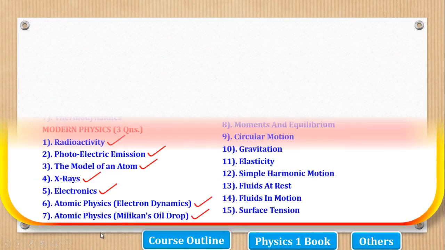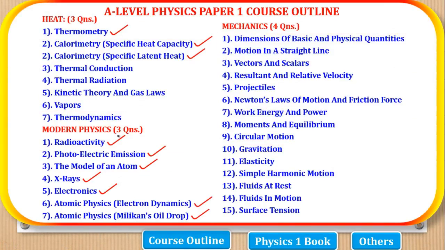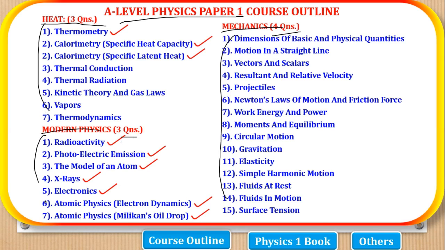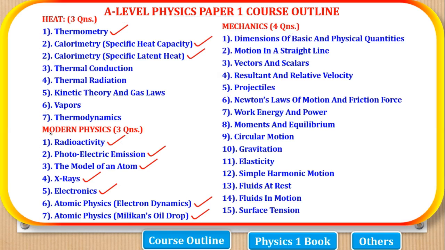So before we proceed, let's first look at the course outline of this paper. Physics Paper 1 is divided into 3 parts. The first part is mechanics, where 4 questions come from these topics. The second part is heat, where 3 questions come from these topics. And the third part is modern physics, where 3 questions come from these topics. For modern physics, we already completed all the parts, the calculation bit of it. And for heat, we have done part 1 and part 2, and we are going to part 3, which is calorimetry and in particular specific latent heat.